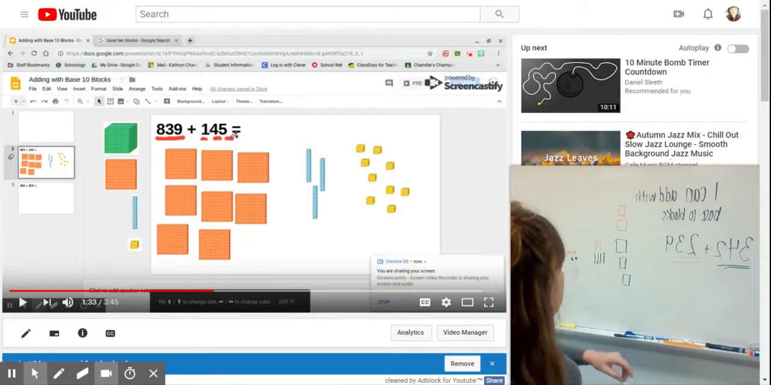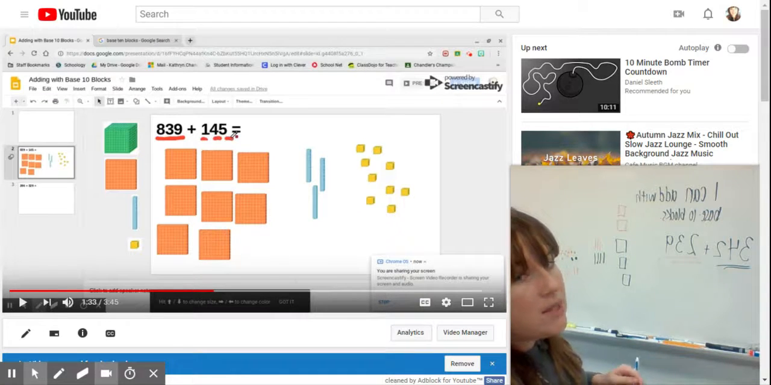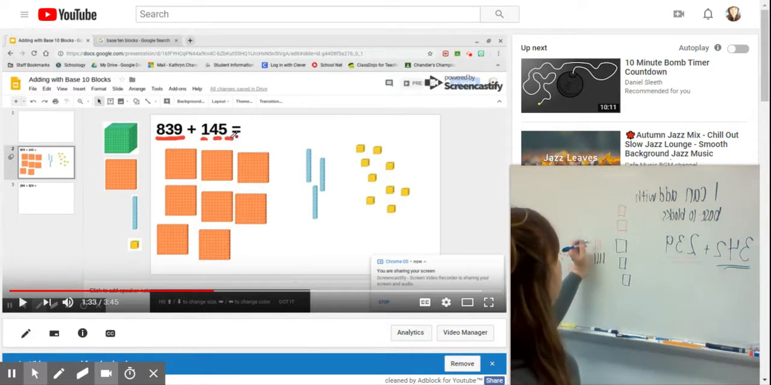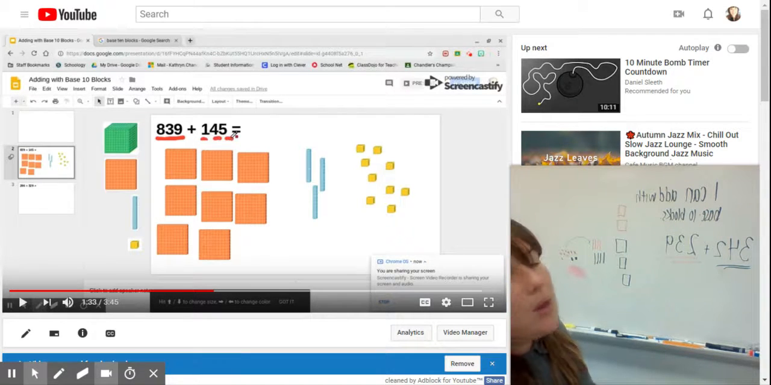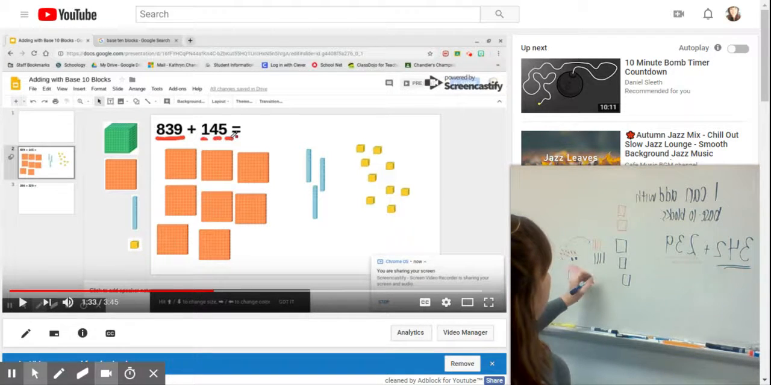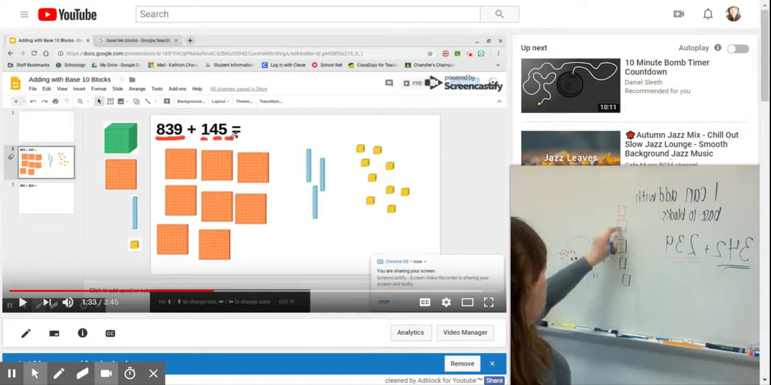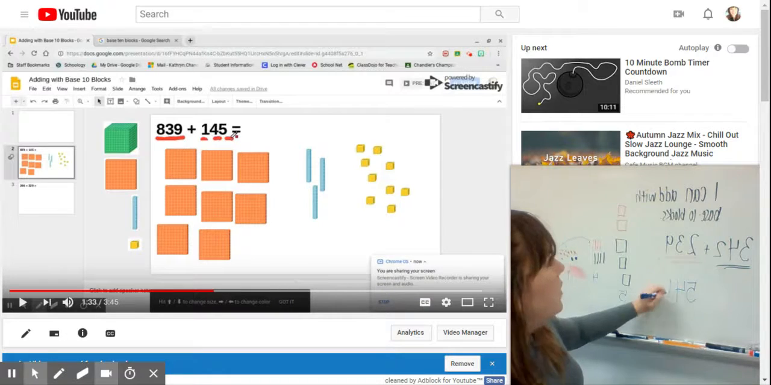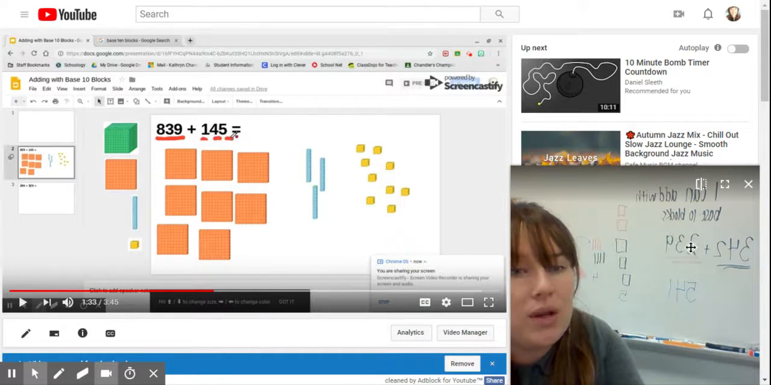What I'm going to do is take 10 of these and convert them into a 10. So I'm going to take 10 of them. 1, 2, 3, 4, 5, 6, 7, 8, 9, 10. And I'm going to move them over and make another 10, because 10 ones can make a 10. Now I'm only left with 1 one. I have 1, 2, 3, 4 tens, and I have 1, 2, 3, 4, 5 hundreds. So my answer is going to be 5 hundreds, 4 tens, and 1 one, which is 541.